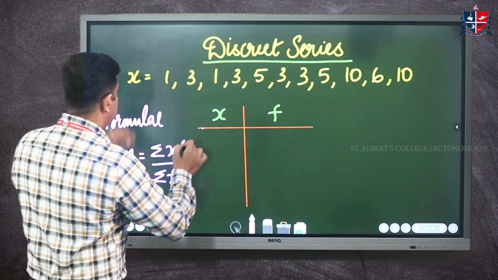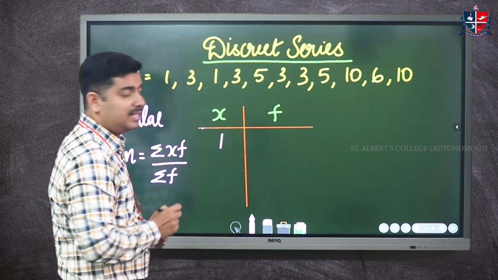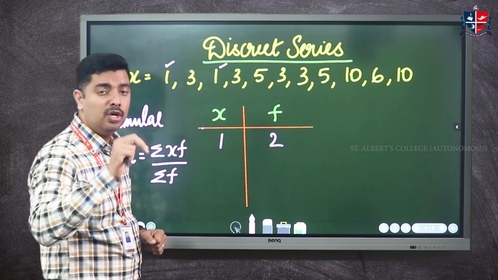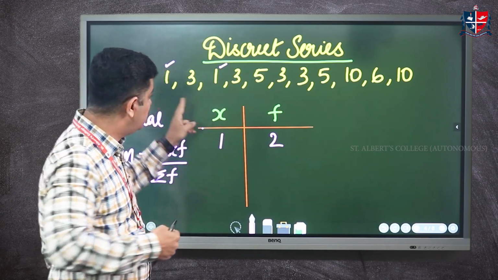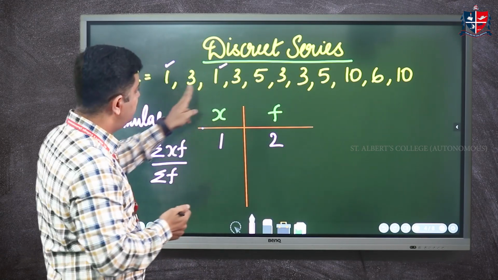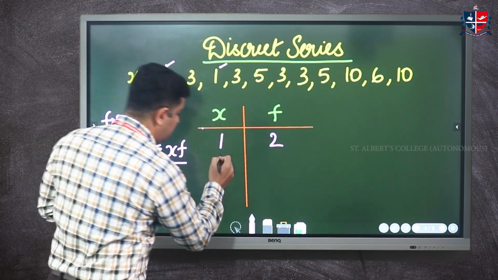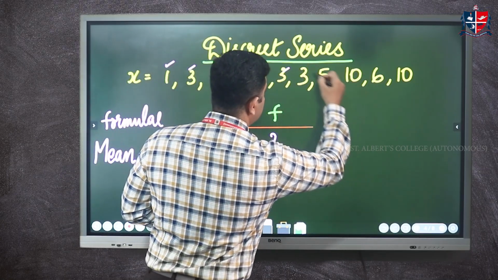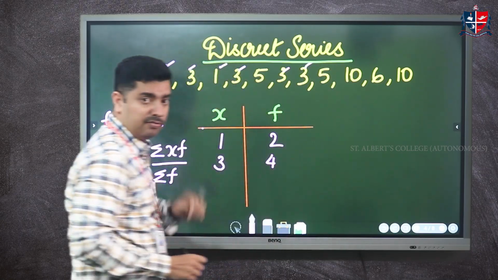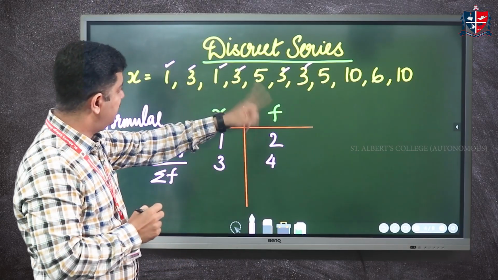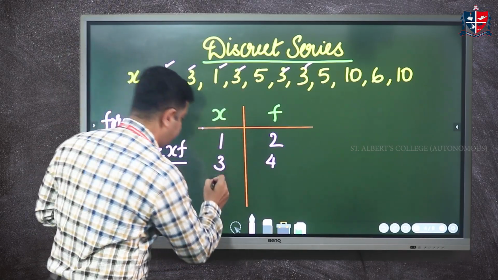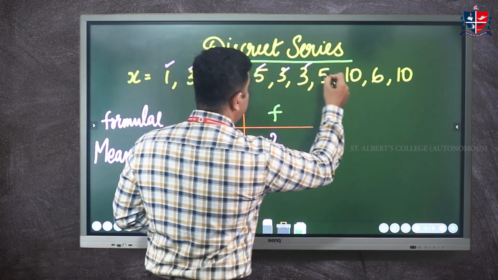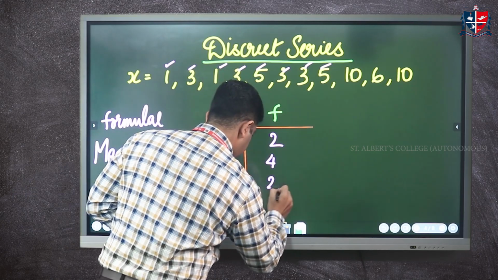Given 1, how many times is 1 repeated? 1 is repeated 2 times. So frequency is 2. Frequency is number of occurrences. So, the number of occurrences of 1 is 2. Then, which is the next number that is given? 3. How many times is 3 repeated? 1, 2, 3, 4. 3 is repeated 4 times. Next number is 5. How many times is 5 repeated? 1, 2. 5 is repeated 2 times.